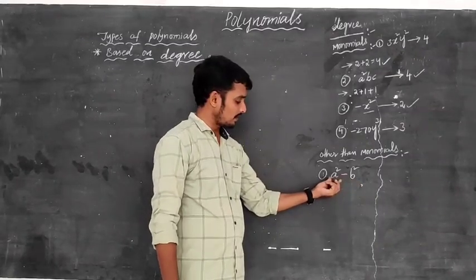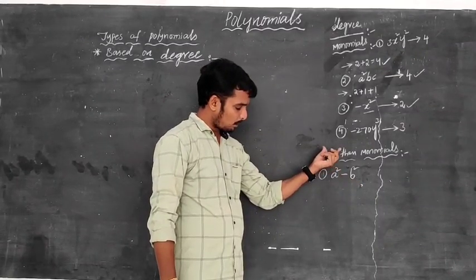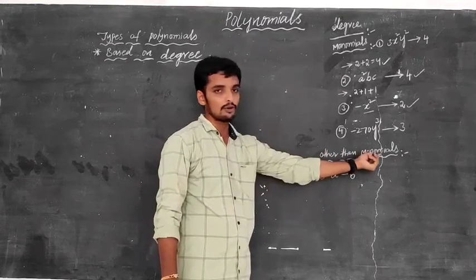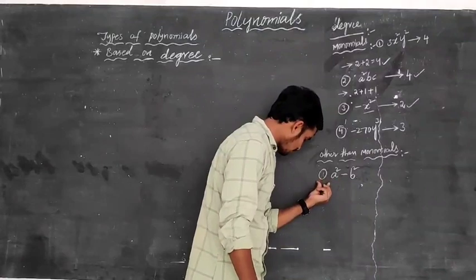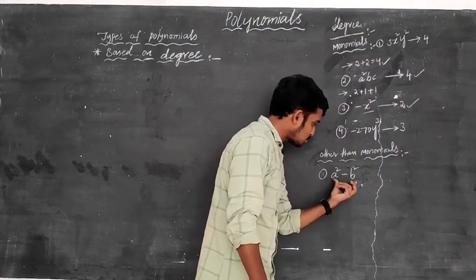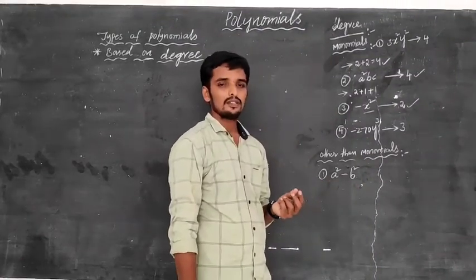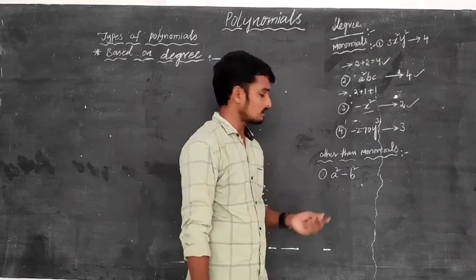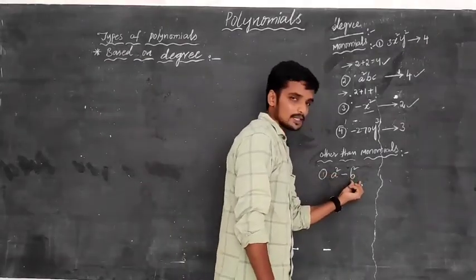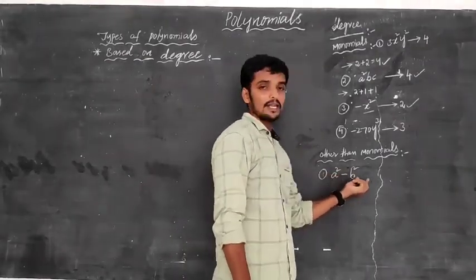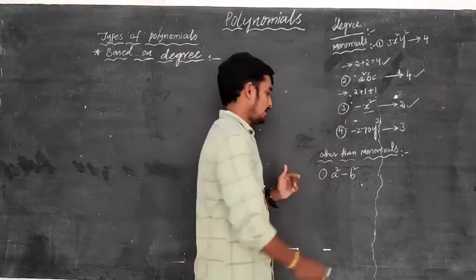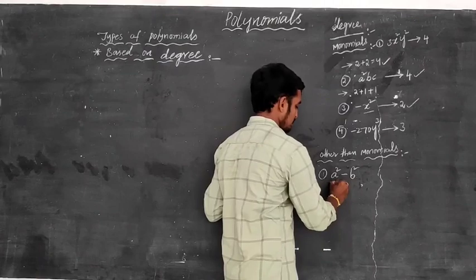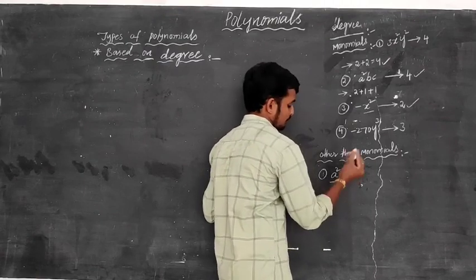That means a polynomial having one term is called a monomial. So the given question has two monomials. What are they? A square and minus b square. A square is one term, minus b square is one term. You can find the degrees by separating them. The degree of the first term a square is 2.